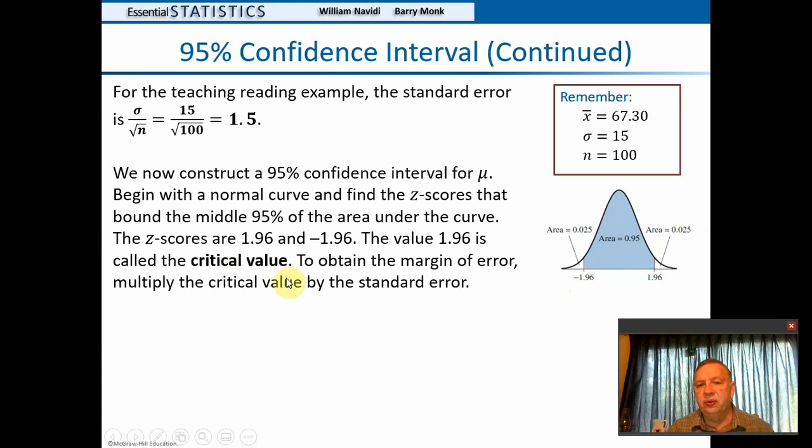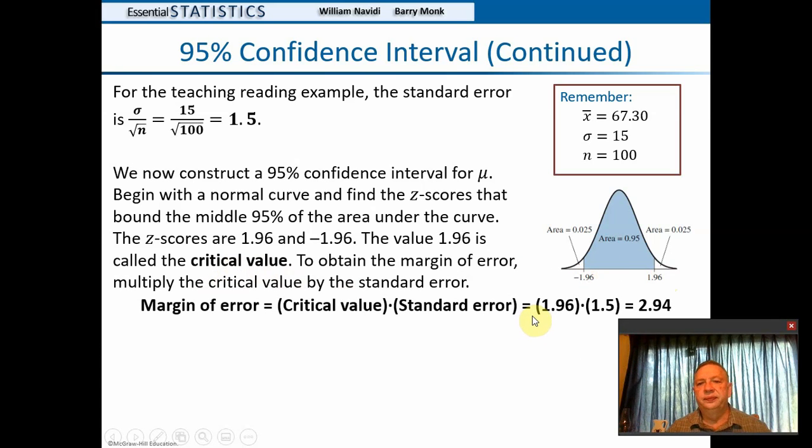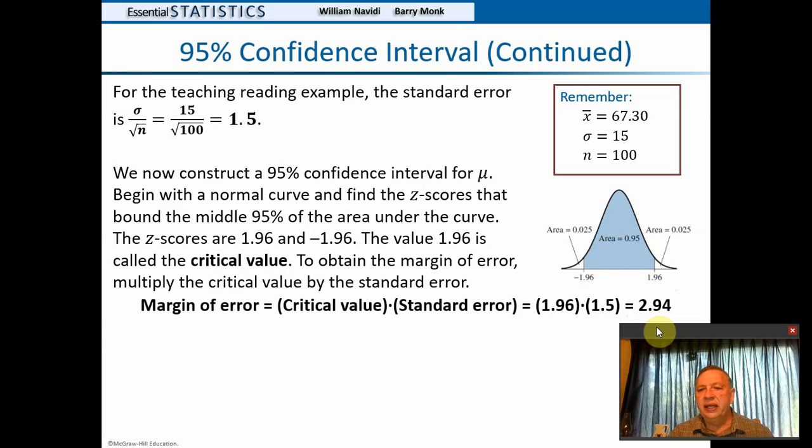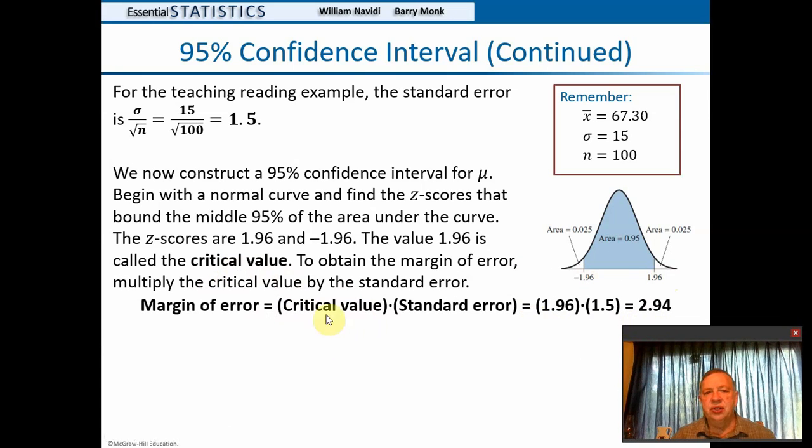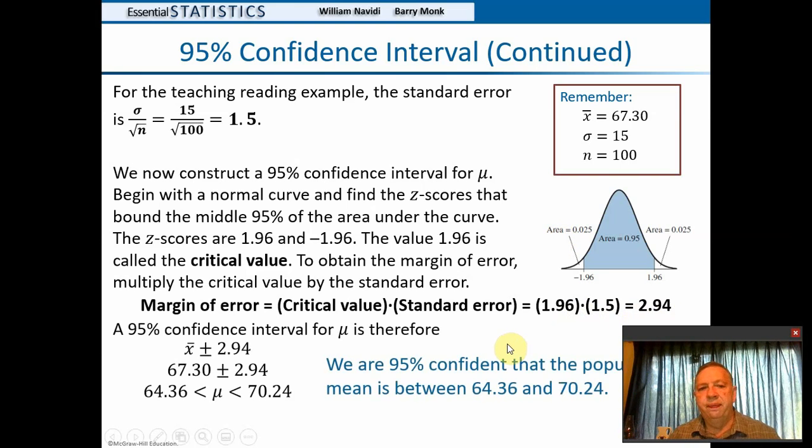These things are called the critical value. And all I want is really that positive version. So I just drop the negative, and my critical value is going to be 1.96. Now I can calculate the margin of error. That's just the critical value times the standard error. Remember, the standard error was this up here, sigma over the square root of n. Multiply these together, and that gives us 2.94.